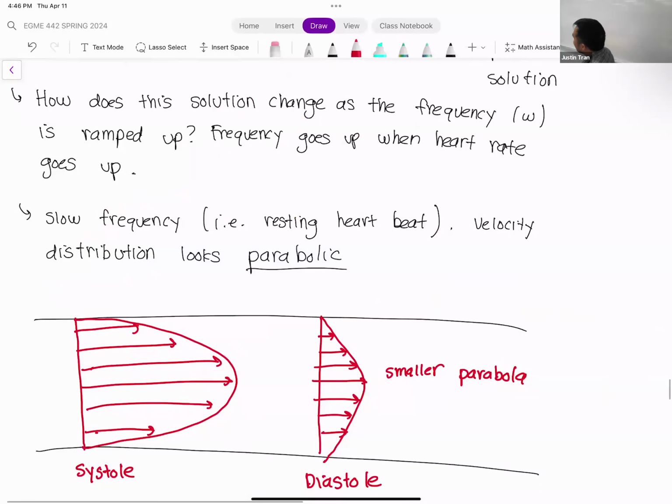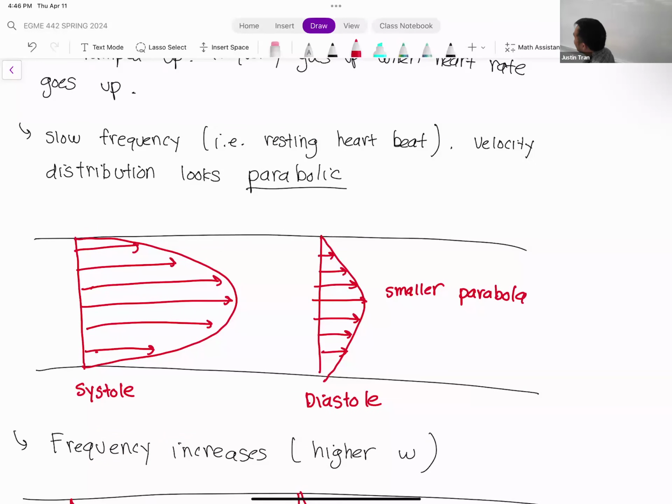Almost there. All right. There we go. Okay, we're all caught up.